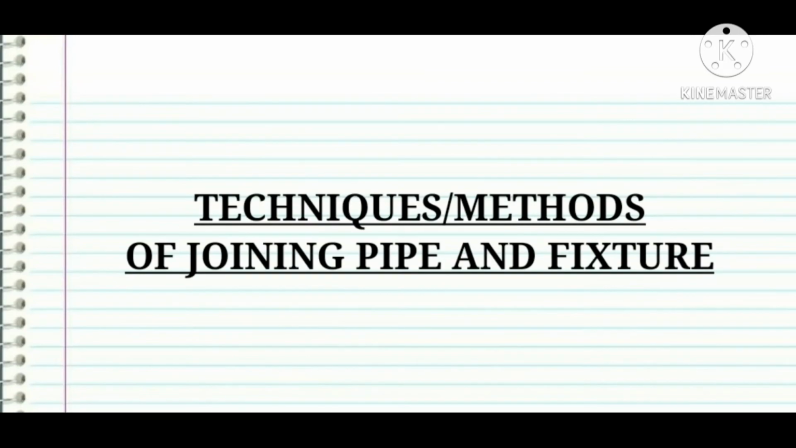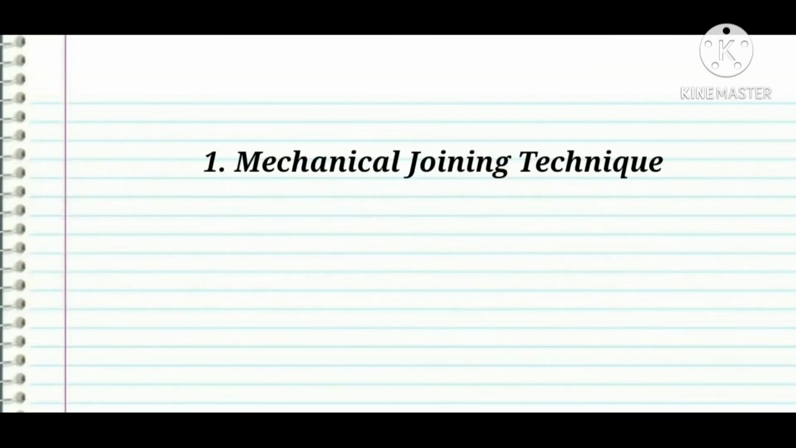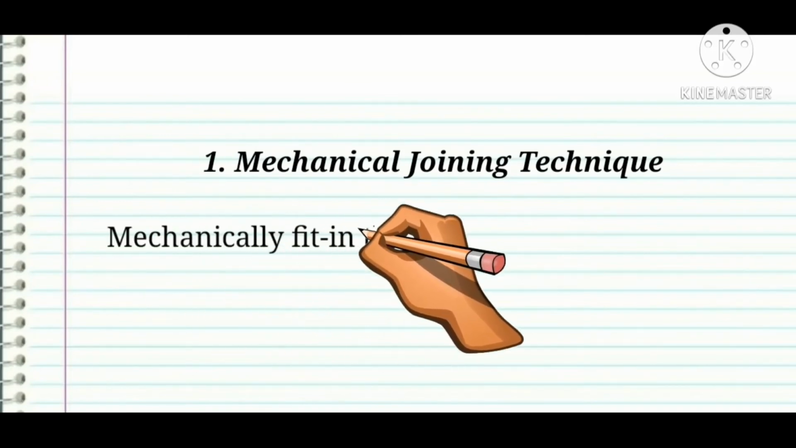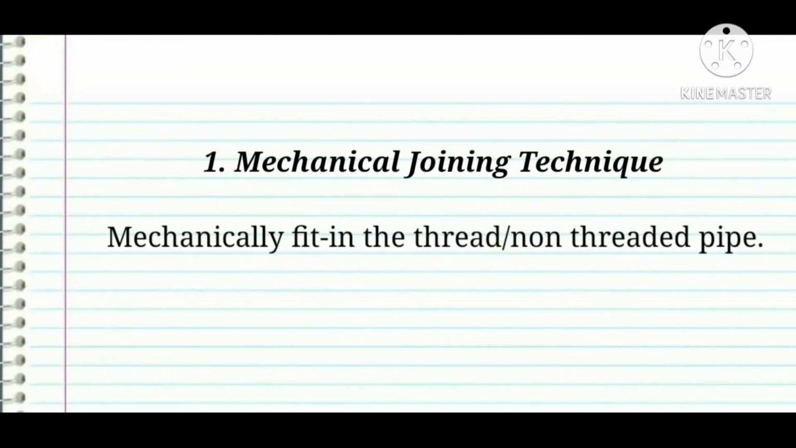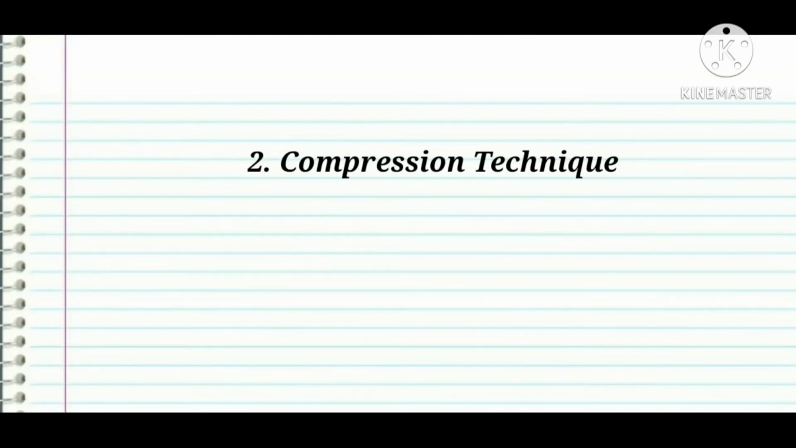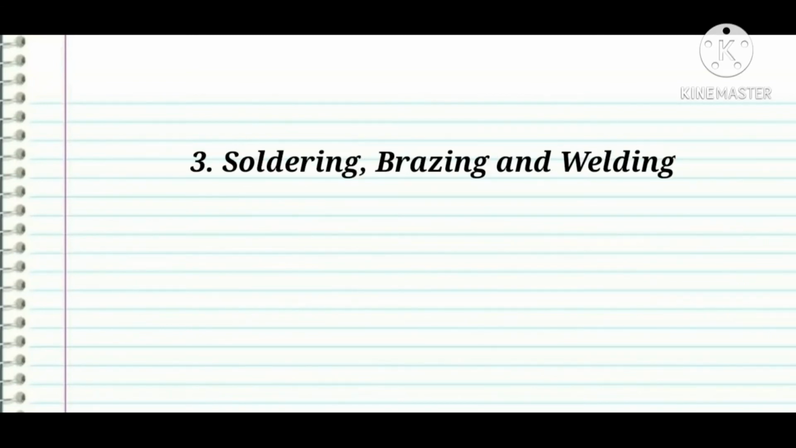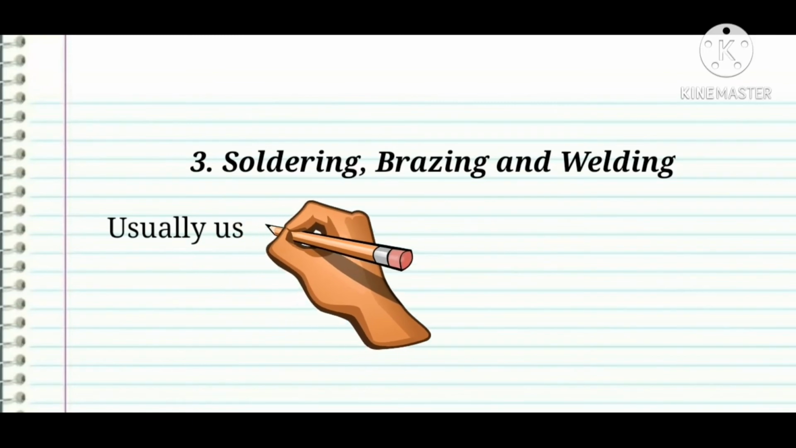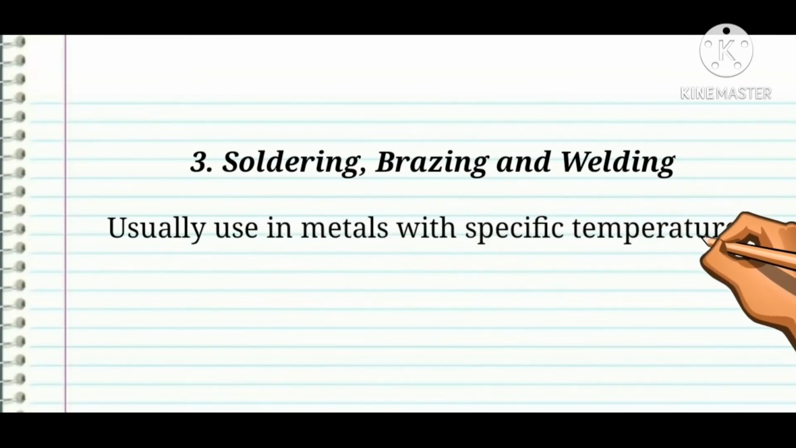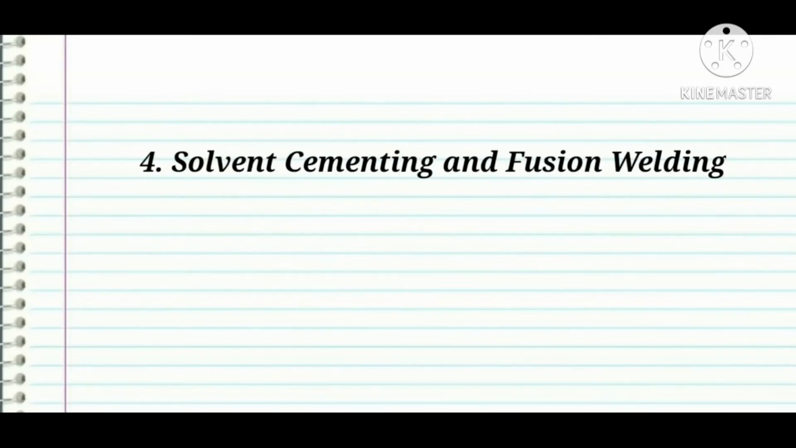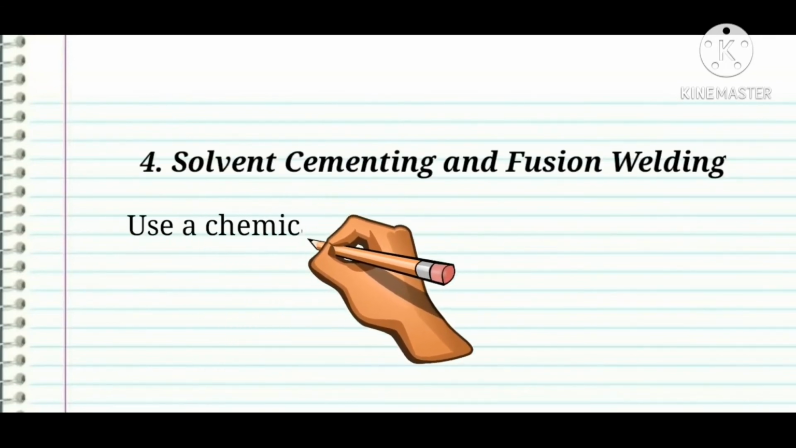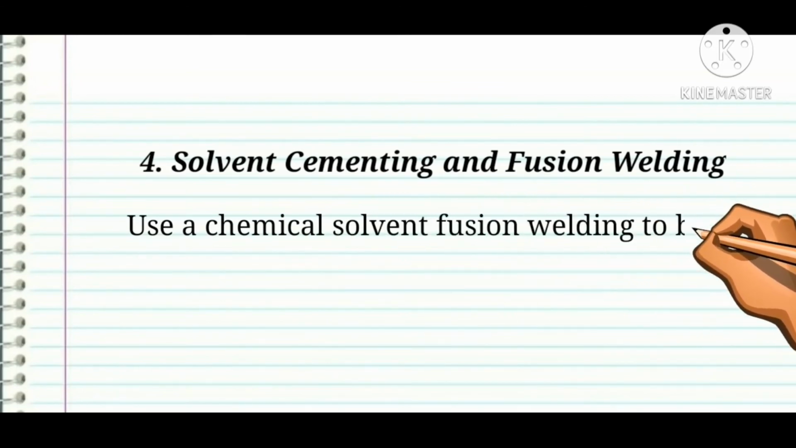There are techniques or methods in joining pipes and fittings. Number 1, mechanical joining technique. It is mechanically fitted in the threaded or non-threaded pipe. Number 2, compression technique. It is a compression fitting with the use of a nut. Number 3, soldering, brazing, and welding. It is usually used in metal by melting it at a specific temperature. Number 4, solvent cementing and fusion welding. It uses a chemical solvent and fusion welding for the binding purpose.